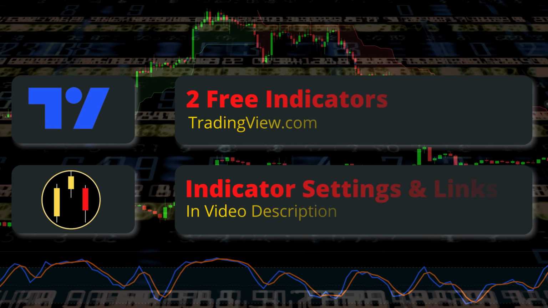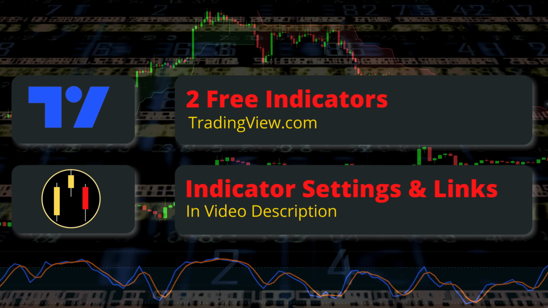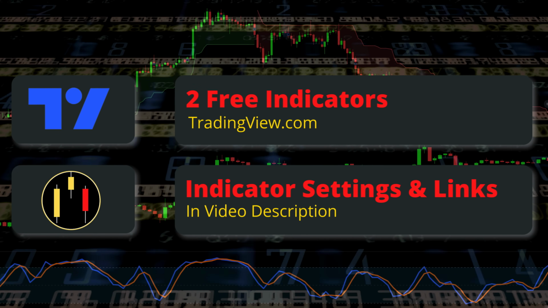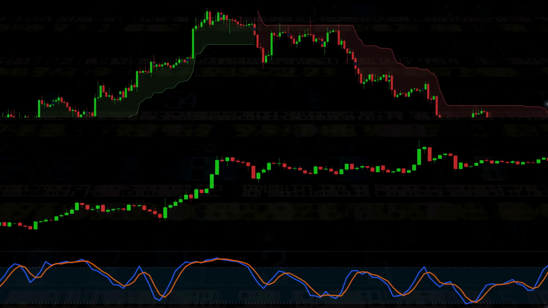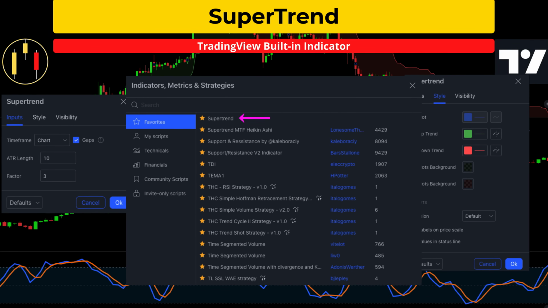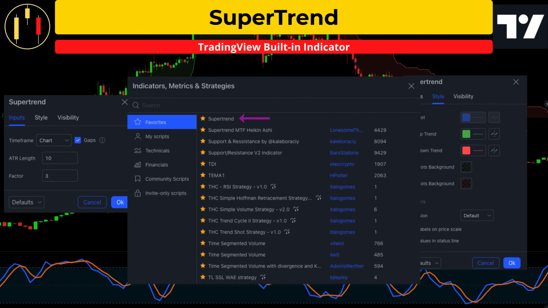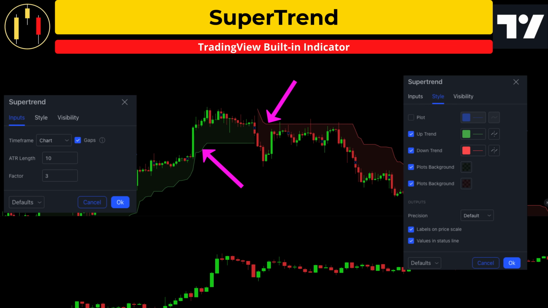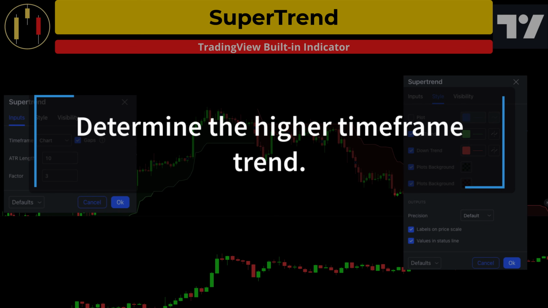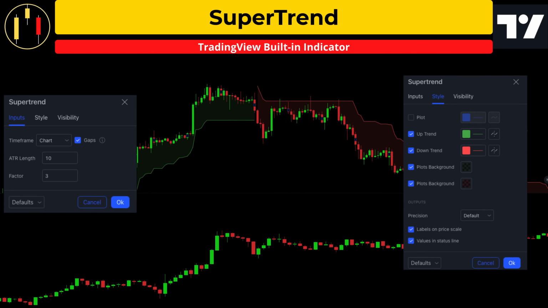This trading strategy utilizes two free TradingView indicators. As always, links and settings to all indicators are listed in the description below. The first indicator is the standard Supertrend, set at default settings and style. The Supertrend is a trend-following indicator based on the average true range, and it consists of a single line, either green for bullish trends or red for bearish trends. This indicator will be placed on the 4-hour chart and will be used to determine the higher time frame trend.